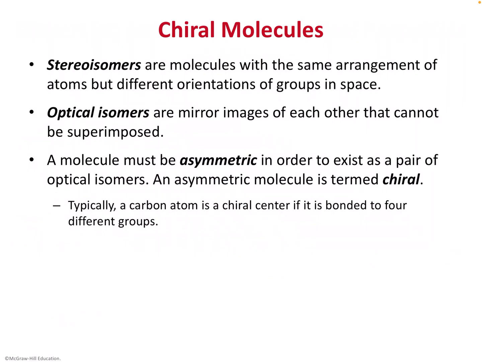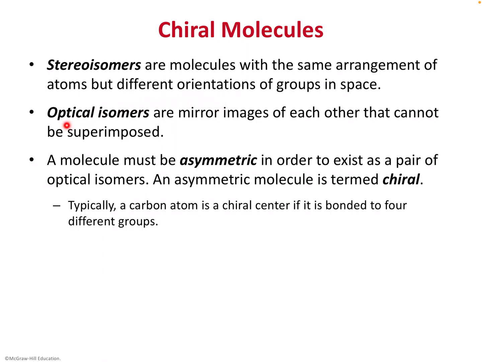Chiral molecules. So there is a type of molecules called chiral in organic chemistry where we have organic compounds. So let's see what these chiral compounds are. Stereoisomers. Isomers, so you know structural isomers or constitutional isomers. Now we are talking about stereoisomers. They are molecules with the same arrangement of atoms but different orientations of groups in space. They have the same arrangement, but in space they have different orientation.